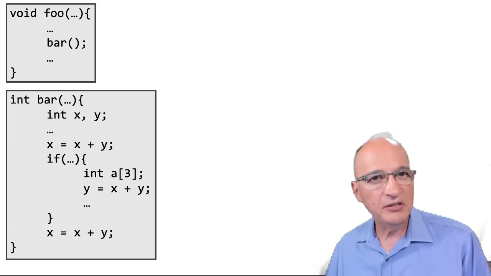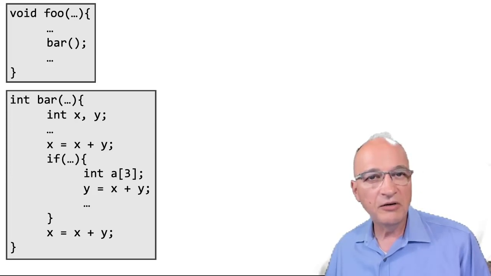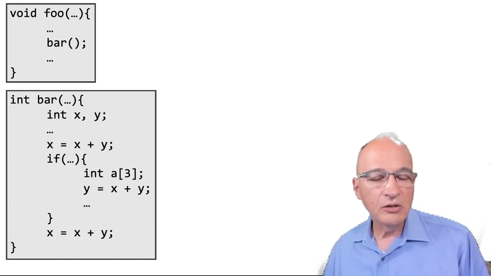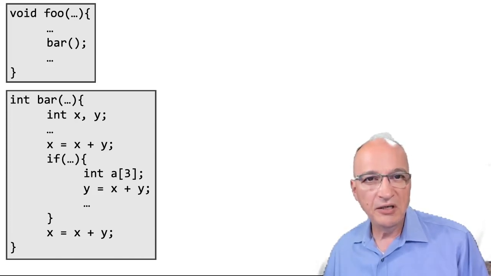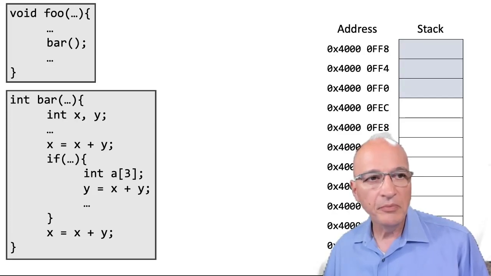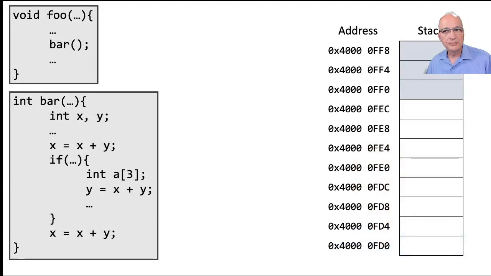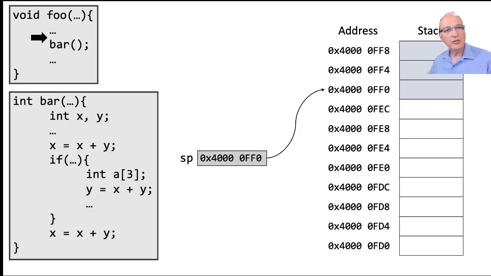The important thing here is that inside a conditional statement, inside an if statement, bar allocates an array of 3 positions. Whenever I allocate local variables or a local array in C, those values are allocated into the stack. So I need to put these values into the stack. So here's my stack. And let's say that I am at the point indicated by the arrow immediately before the call to bar, and that the stack pointer is pointing at this position into memory.